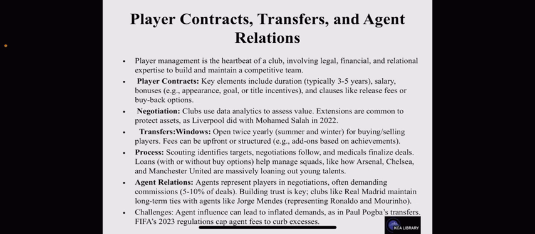Player contracts are a key element, which include duration, typically 3 to 5 years, salary, bonuses, and clauses like release fees or buyback options. Mostly when a club wants to buy a new player, they sign probably 5 or 6 year contracts, with open opportunity for further extension. Bonuses could come in the form of appearances, goals, or title incentives.